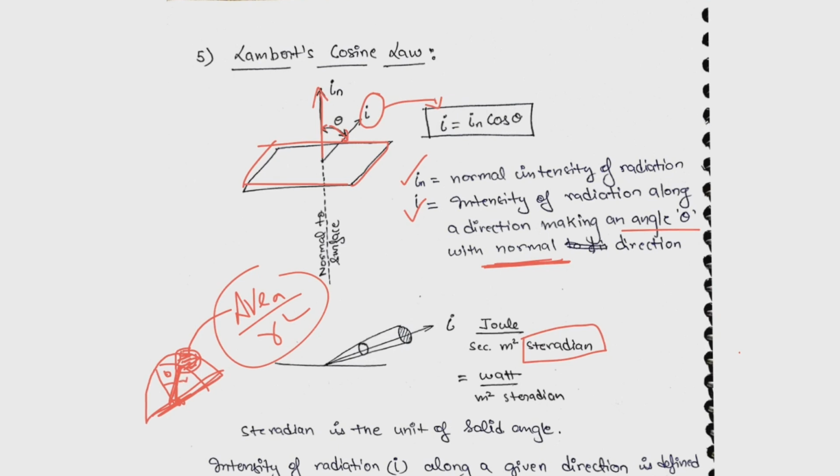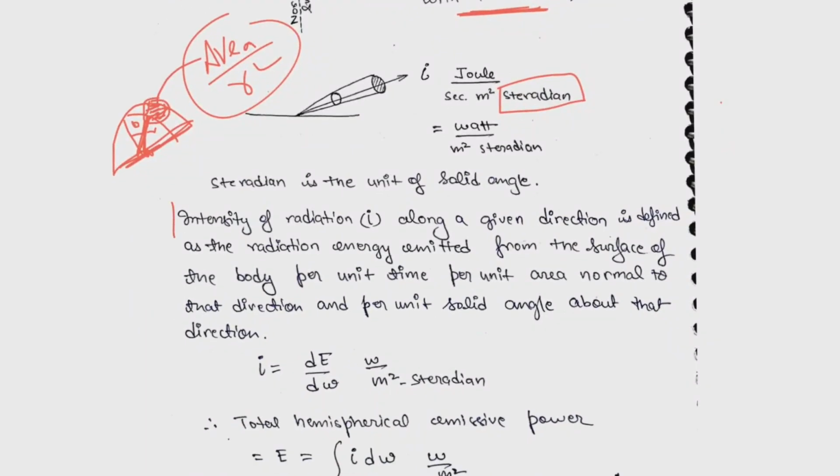Okay, now let us define what is the intensity of radiation. Intensity of radiation along a given direction is defined as radiation energy emitted from the surface of the body per unit time per unit area. Let us say this is the area, then the unit area normal to the direction will be like this, per unit solid angle about that direction. Therefore I is defined as watt per meter square steradian.